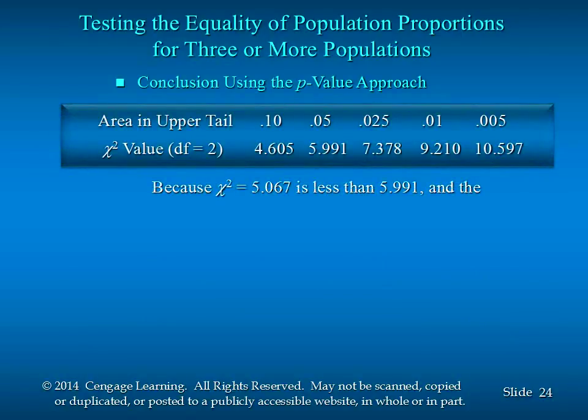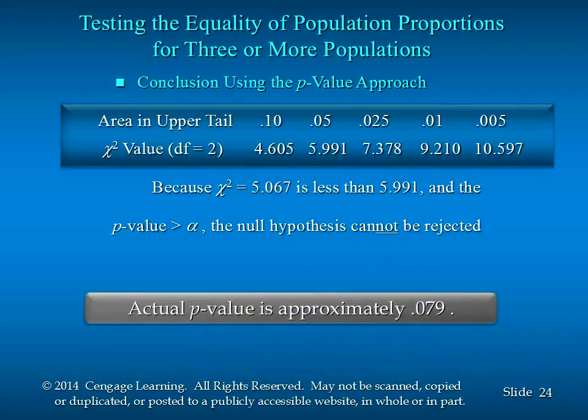Here's the p-value approach. You determine that your test statistic is 5.067. It's less than 5.991. So therefore, what would you do? Do not reject. It cannot be rejected. And then you can actually calculate the p-value of .079.